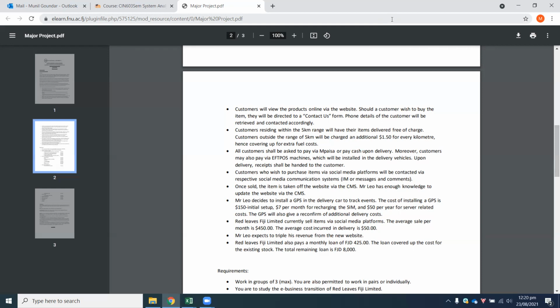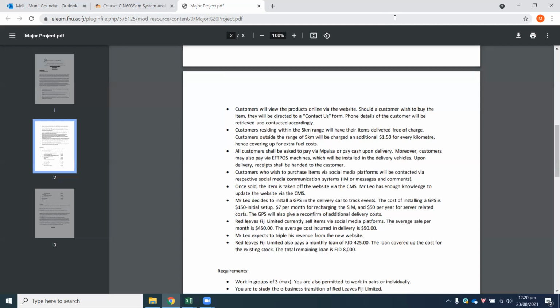The cost of installing a GPS is $150 initial setup, $7 per month for recharging the SIM, and $50 per year for server related costs. Now, GPS devices have SIM card slots in them. That's how they are able to work, through the use of SIM cards. So there's a lot of costs involved. First of all, the initial machine to be set up in a car is $150, and then $7 per month of recharging the SIM. Now, why the recharge?